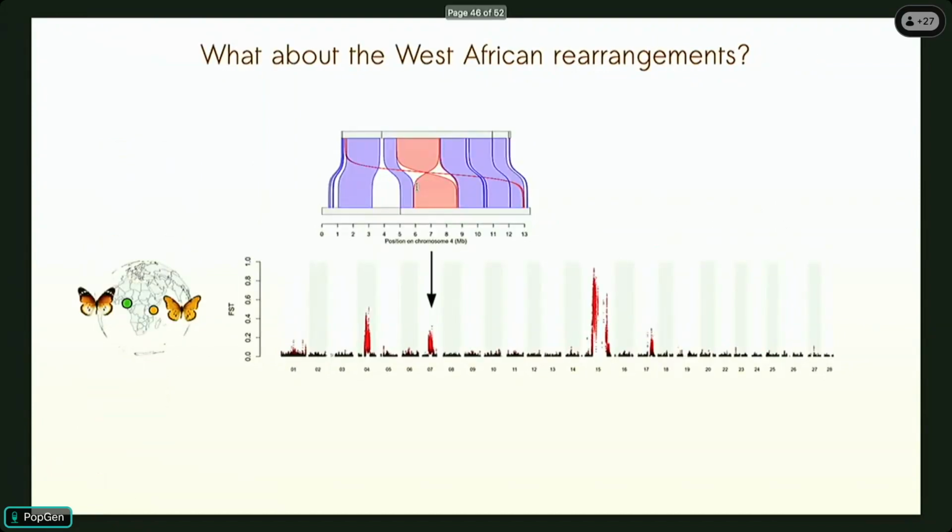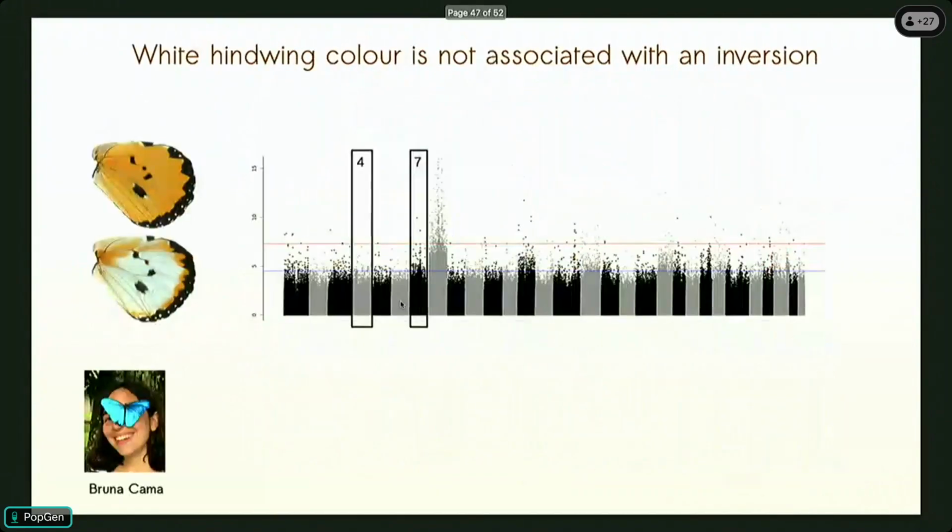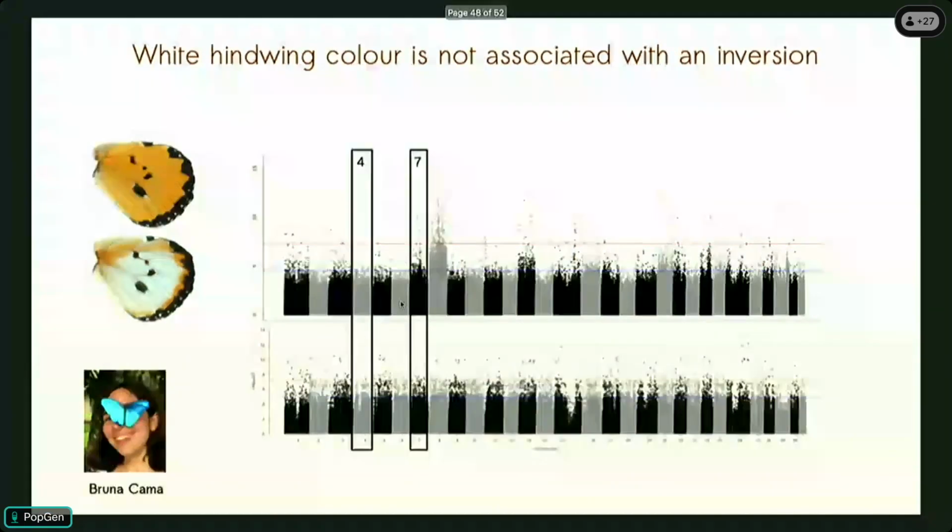The odd thing is that there is no FST peak on chromosome 8 differentiating West Africa from the other populations, not even a hint, in fact, of an FST peak. So where is this white locus that seems to be strongly selected in West Africa and absent everywhere else? We don't know. What we do know is when Bruna tried to narrow down her association using a GWAS of a wild population rather than QTL mapping in a brood, her association also went away.